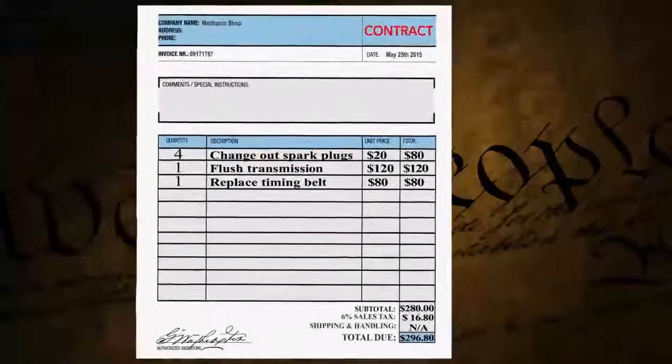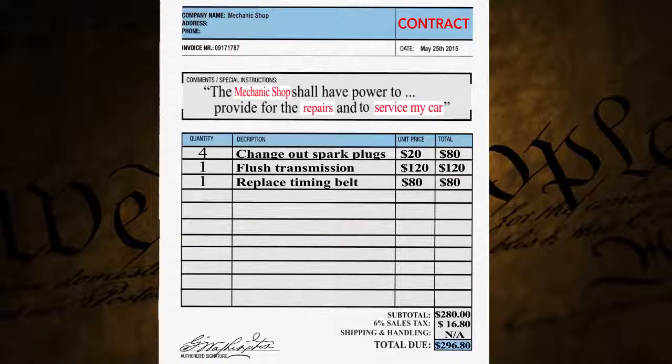So we're going to stick that general welfare clause up in the contract. We're going to look at that contract again. And here's where we stick it. The mechanic shop shall have power to provide for the repairs and to service my car. Obviously, it's talking about those things that are listed in the contract. And it's true, it does say do repairs and service my car, but he can't do any repair or service the car in any way he wants to. It's only in relation to those things that are listed.